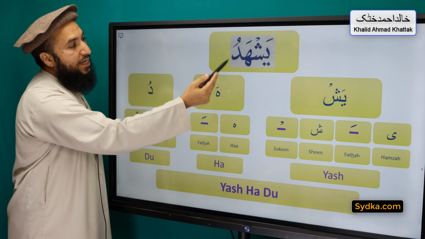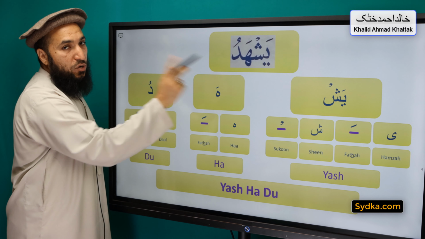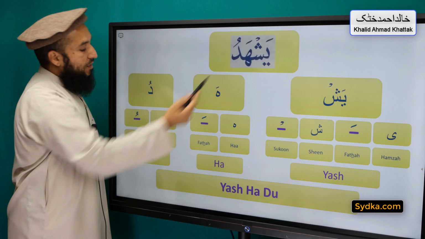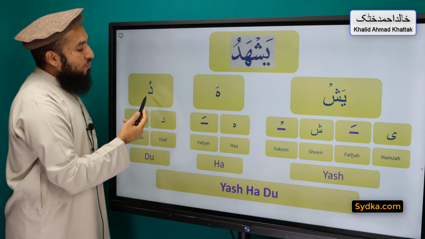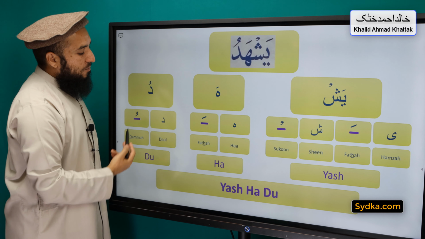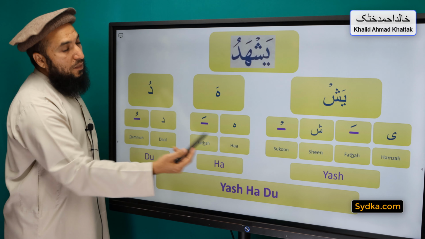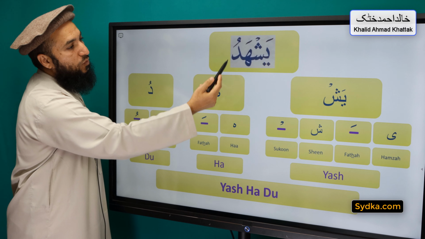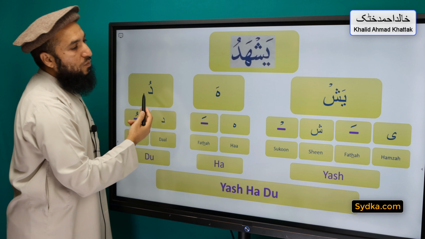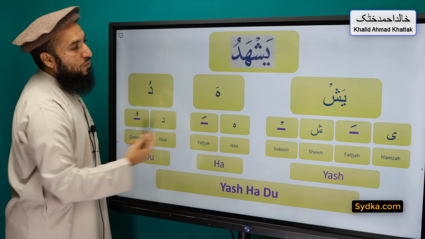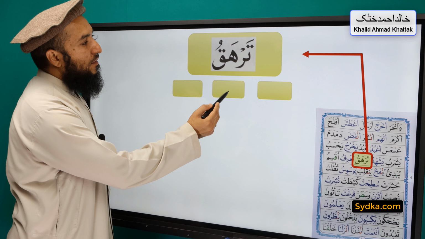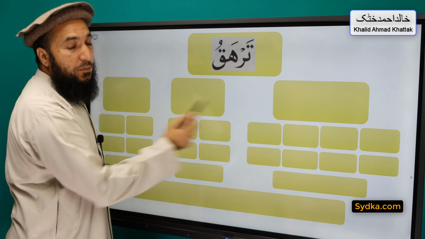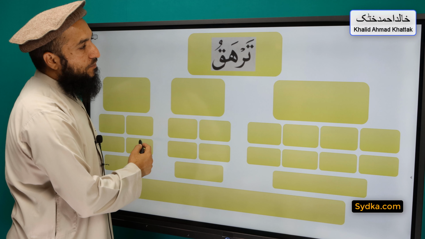Dal is a light letter, it has dhamma on top of it, and it is prolonged for 1 count. Dal dhamma du. Combining all 3 syllables together we have yashhadu. Yashhadu.